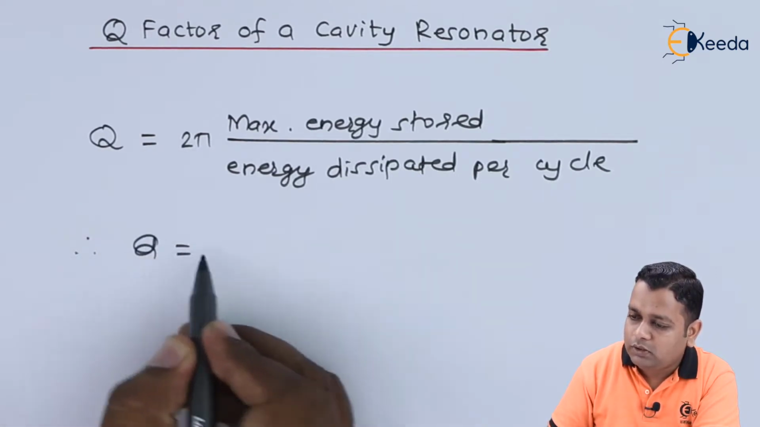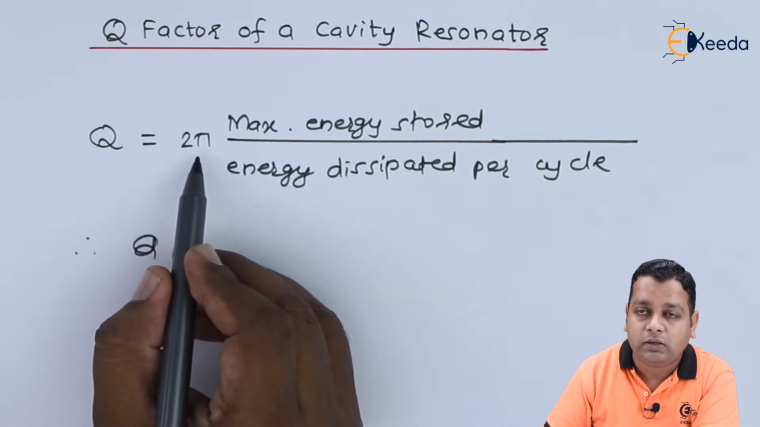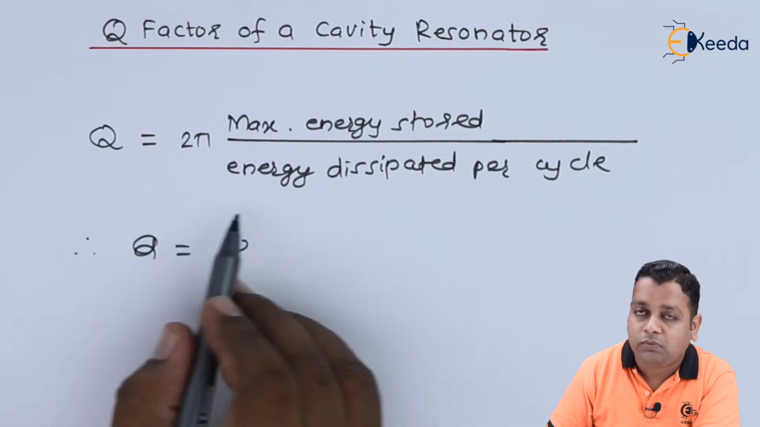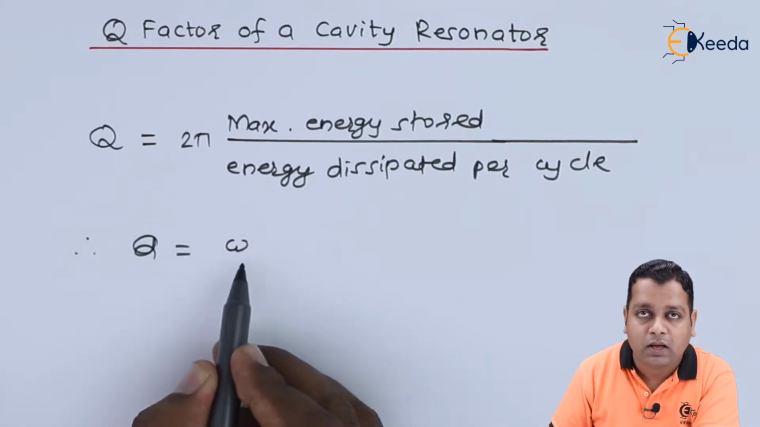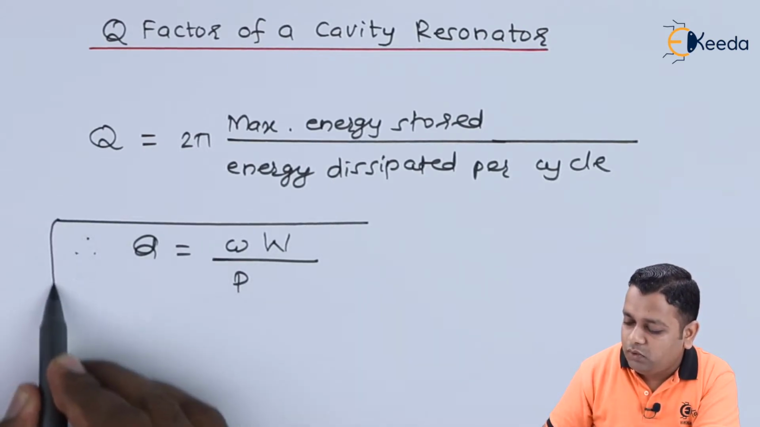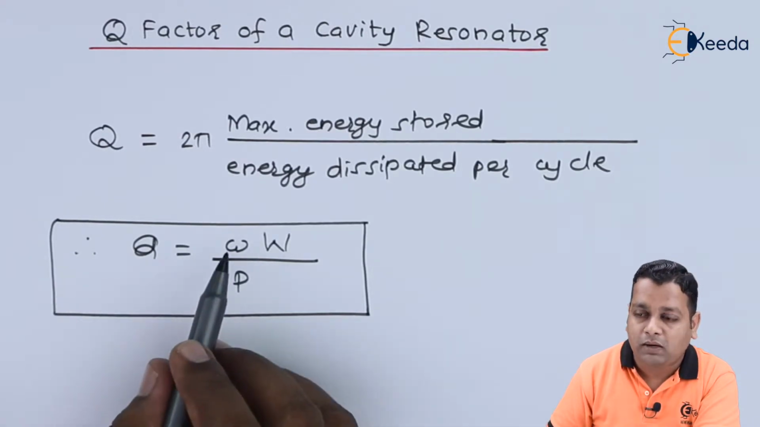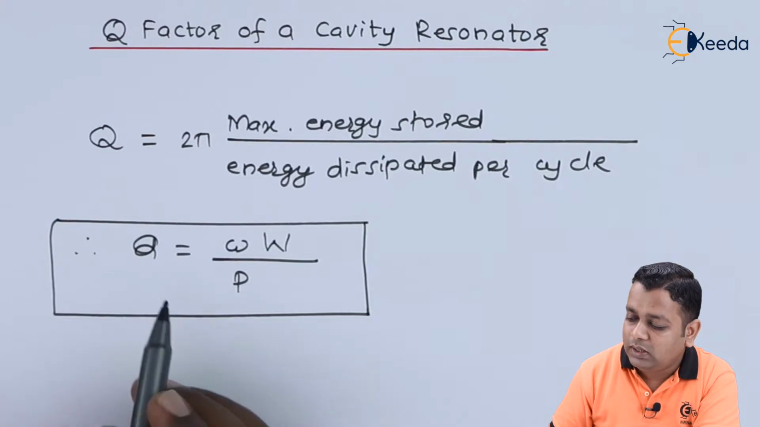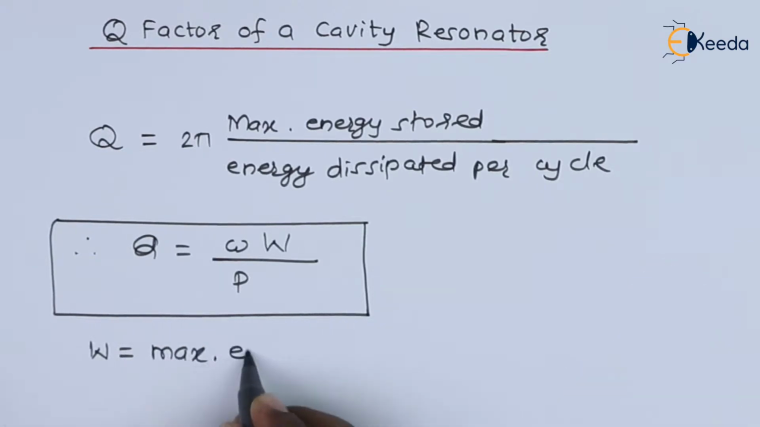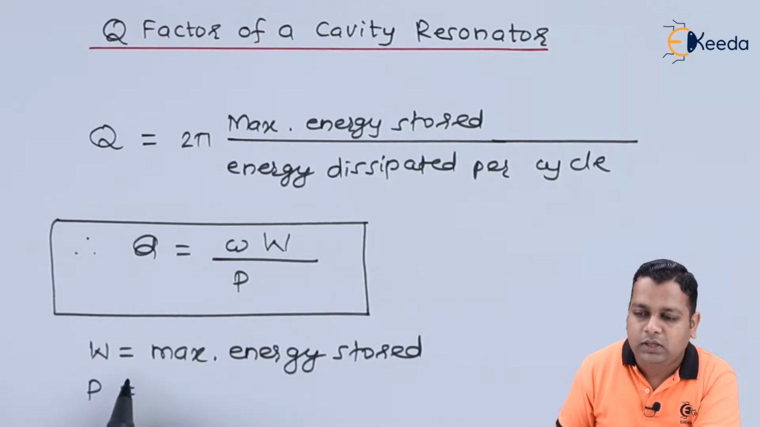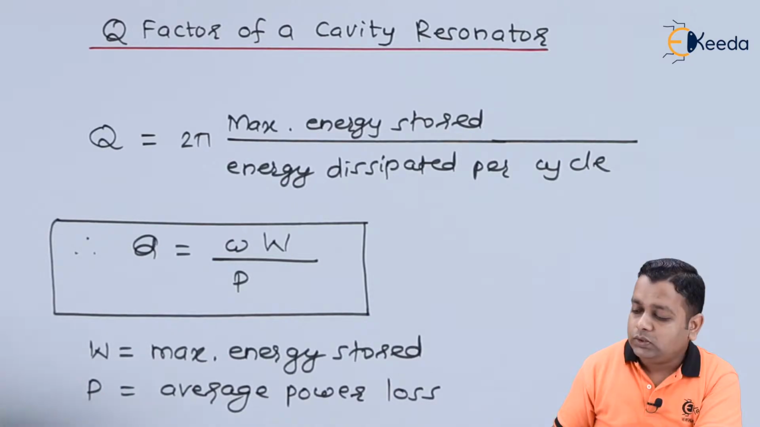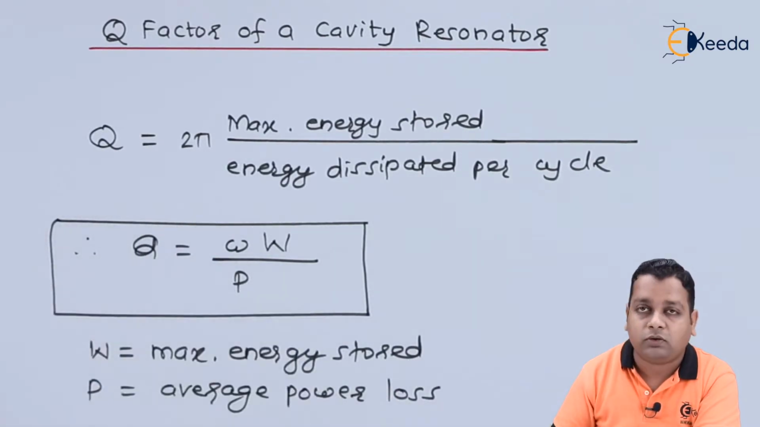Further, the quality factor capital Q can be expressed as 2 pi multiplied by the ratio of the maximum energy stored to that dissipated. Here we represent 2 pi times the frequency, that is the angular frequency, simply by omega, multiplied by capital W divided by capital P. This is a very important formula providing the basic definition of the quality factor for a cavity resonator. In this expression, capital W is the maximum energy stored, whereas capital P is the average power loss. This is the simple definition we can make for the quality factor of a cavity resonator.